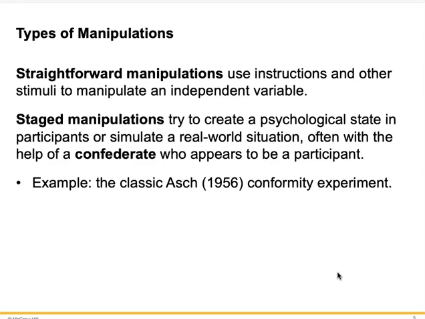Researchers are usually able to manipulate an independent variable with relative simplicity by presenting written, verbal, or visual material to the participants. So that's considered straightforward manipulations. So we manipulate variables with instructions and stimulus presentations. And the stimuli might be presented verbally, in written form, on videotape, or with a computer. Okay.